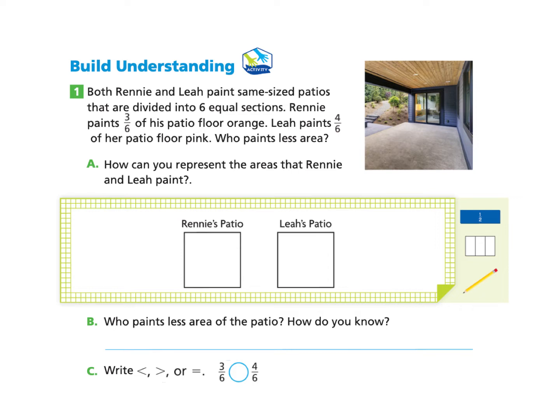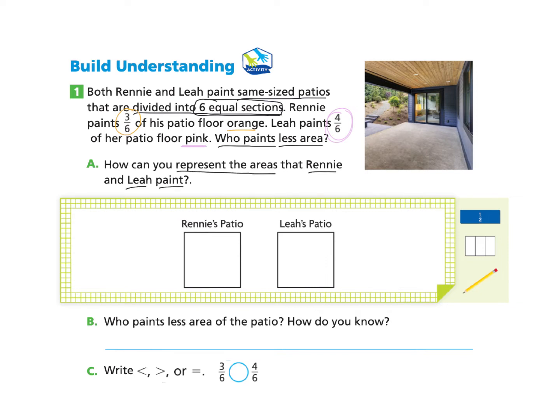Part 1. Both Rennie and Leah paint the same size patios that are divided into 6 equal sections. Rennie paints 3/6 of his patio floor orange. Leah paints 4/6 of her patio floor pink. Who paints less area? Part A. How can you represent the areas that Rennie and Leah paint?